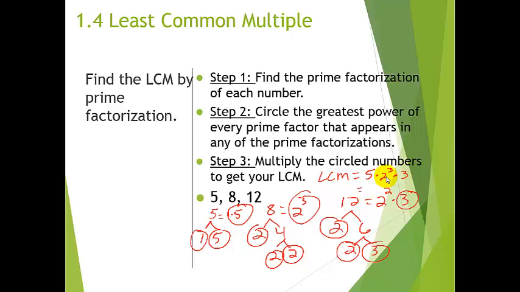Let's go ahead and figure out what that is. 2 times 2 is 4. 4 times 2 is 8. Then it's going to be 5 times 8 times 3. 5 times 8 is 40. 40 times 3 is 120. So my LCM is 120.